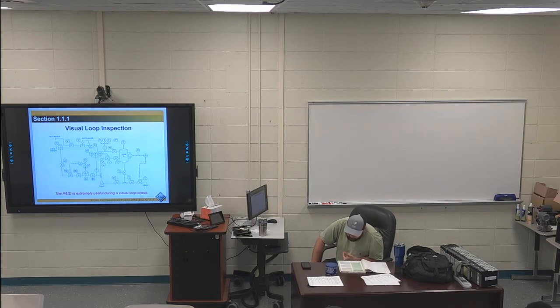Next paragraph, all the way in the bottom right, first sentence: The first stage of verifying mechanical installation is a visual inspection of the loop, starting with the primary element and ending with the final element, which is usually a control valve.